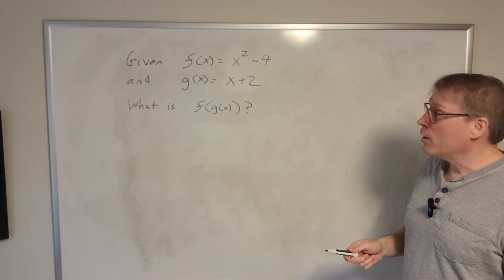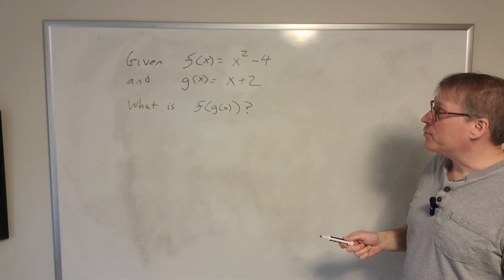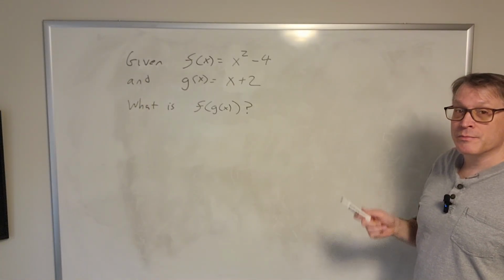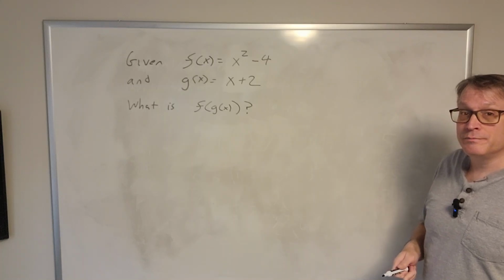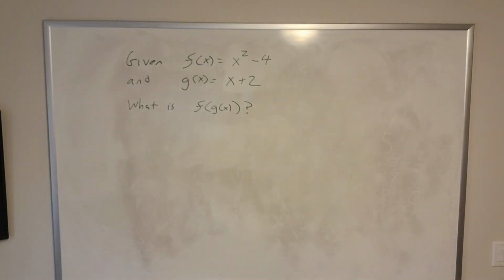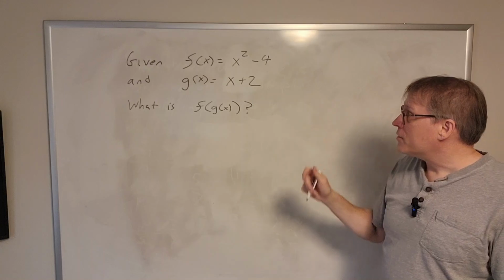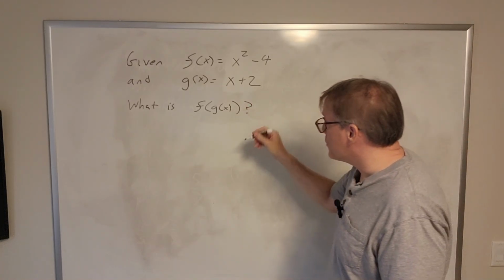F of x equals x squared minus 4. G of x equals x plus 2. What is f of g of x? Pause the video, resume when you're done. All right. F of x equals x squared minus 4. G of x equals x plus 2. What is f of g of x?